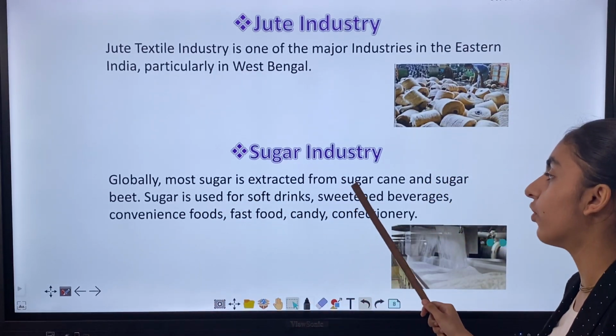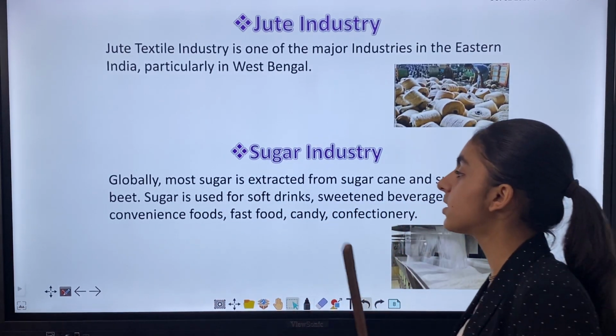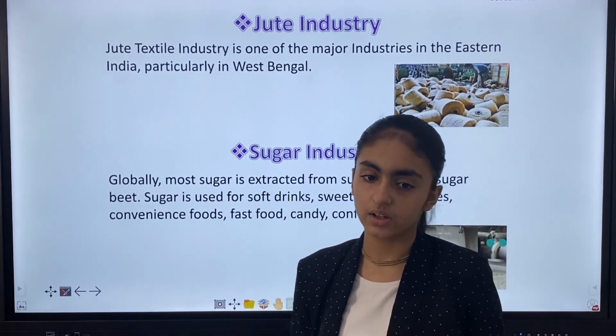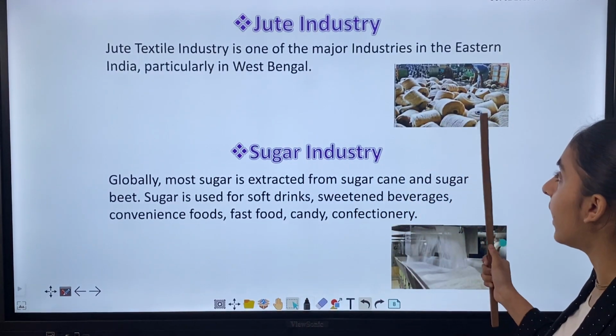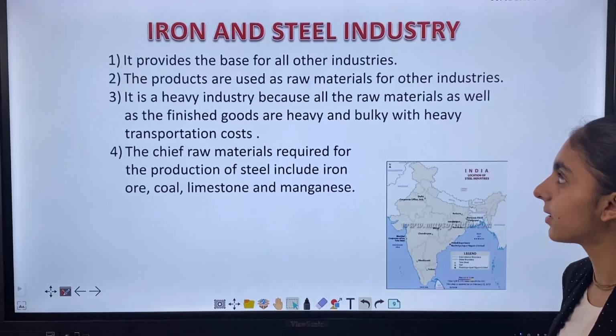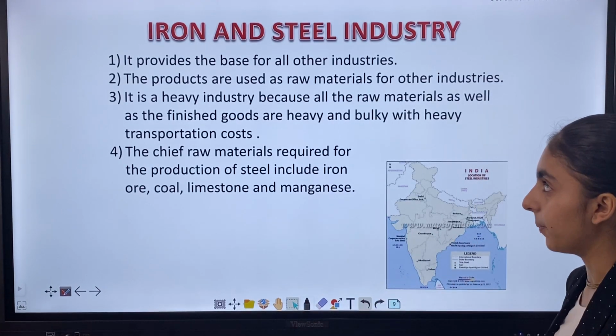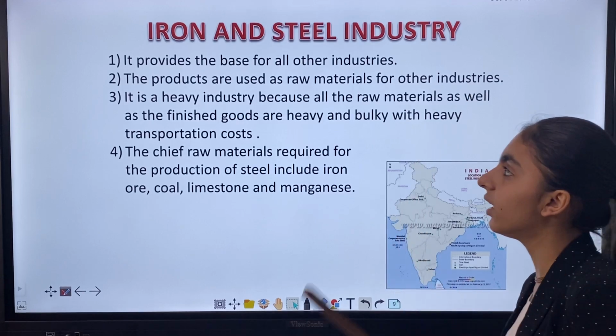Sugar is used for soft drinks, sweetened beverages, fast food, candies, etc. We can see in the pictures that they are produced in bulk. Iron and steel industry. It provides the base for all other industry.